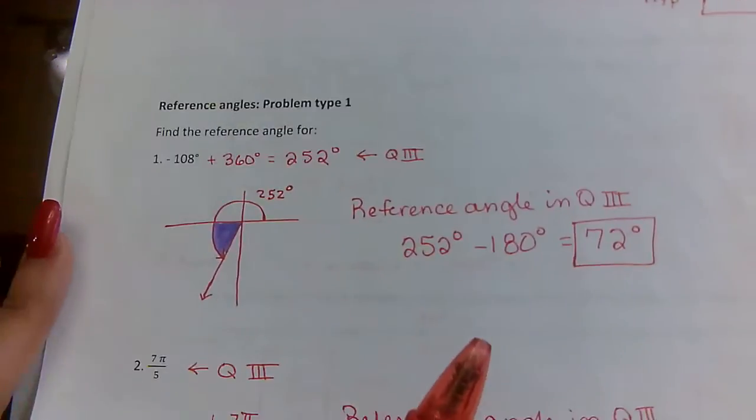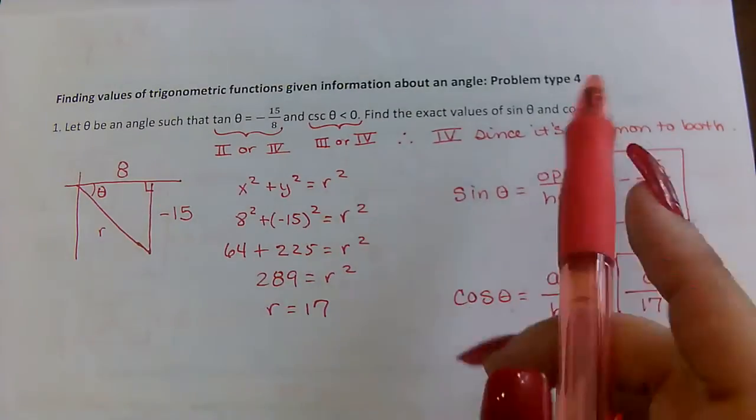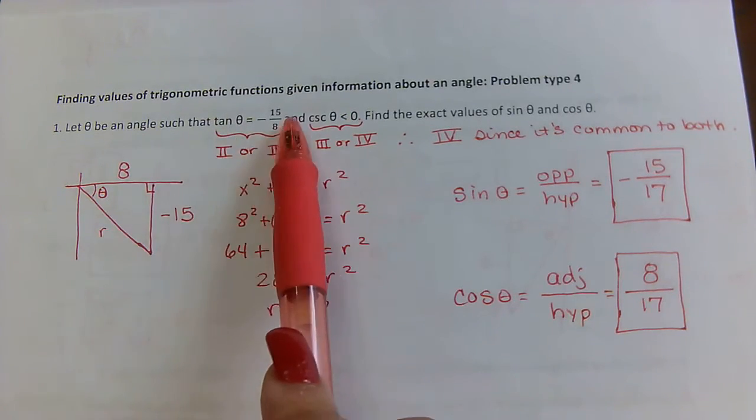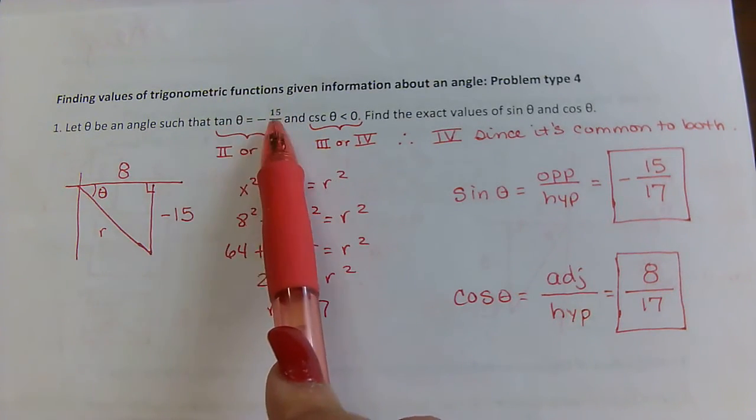Next problem. This is a type 4. Here you're going to be given 2 pieces of information. In this one, we know that tangent is going to be negative.